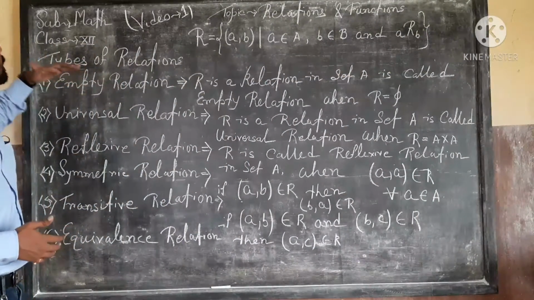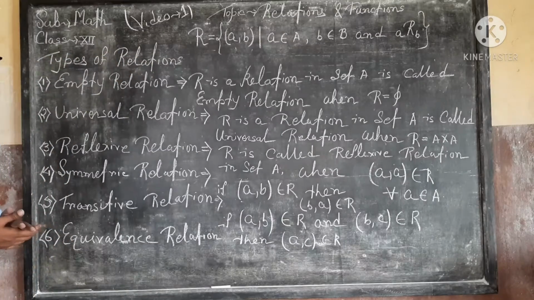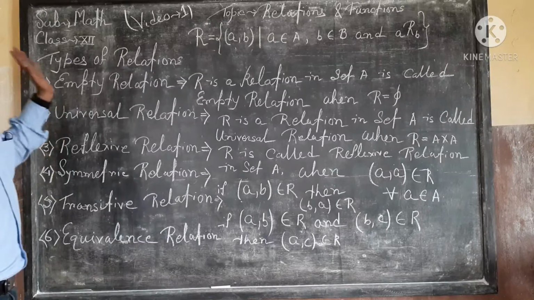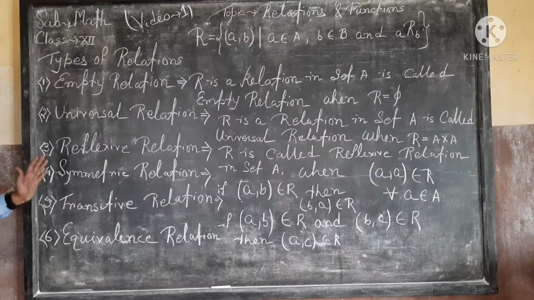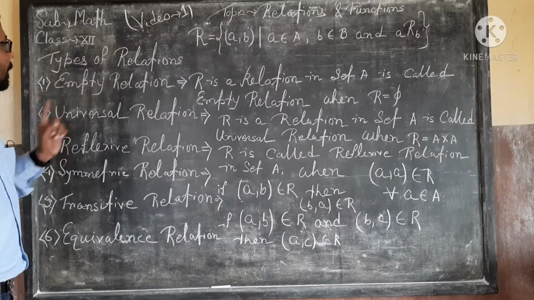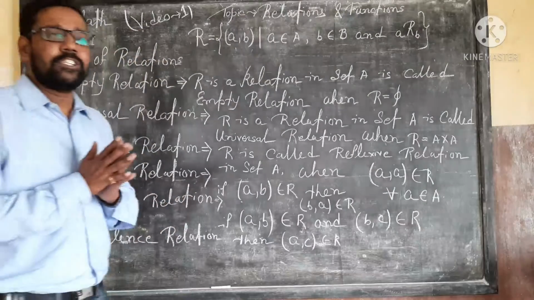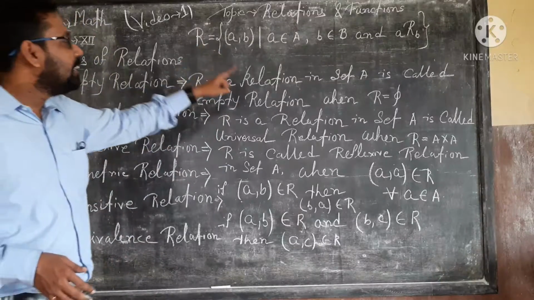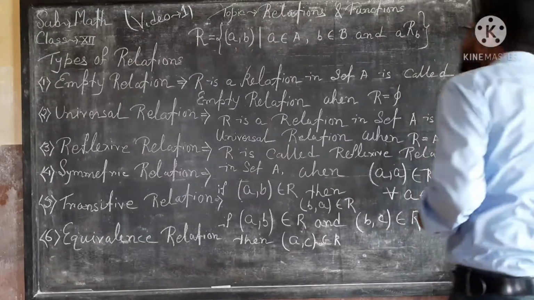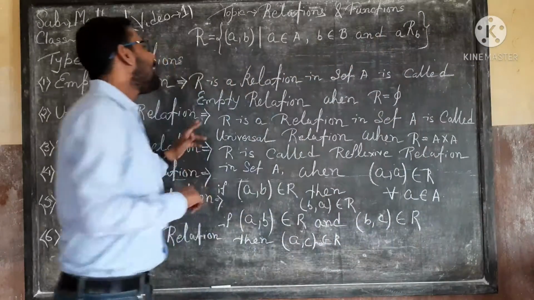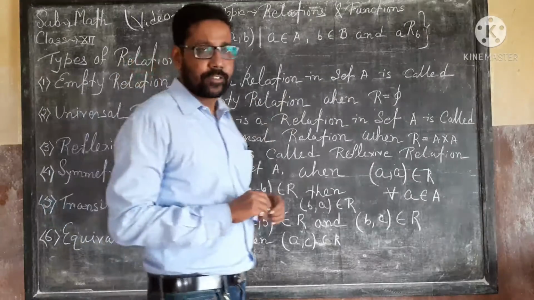Our first topic is the types of relations. In this case, there are mainly 6 types of relations. The first one is the empty relation. So what is the empty relation? A relation R in set A is called the empty relation when R is equal to phi, that means the null set.